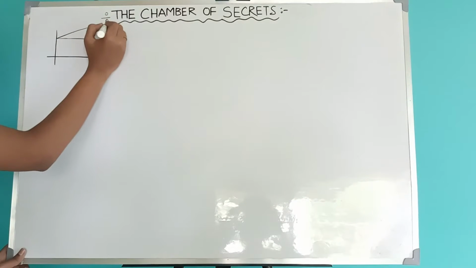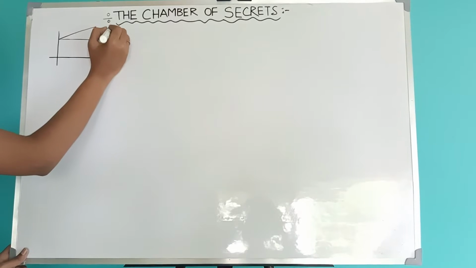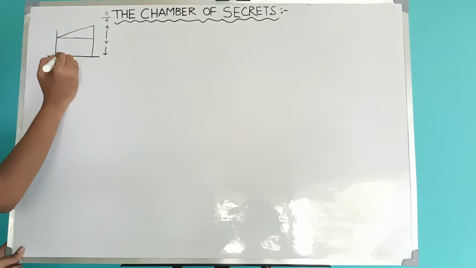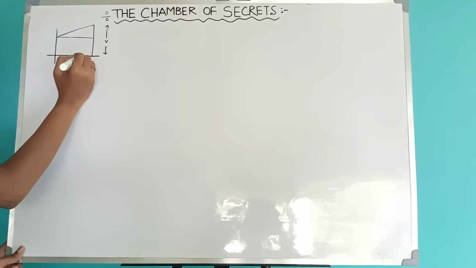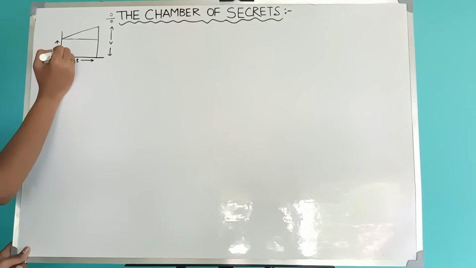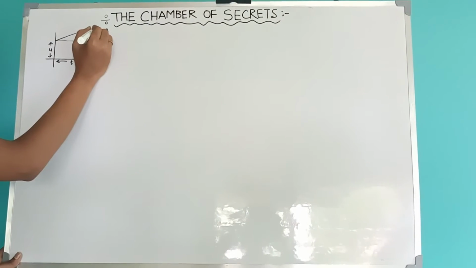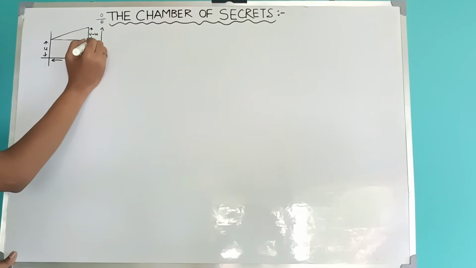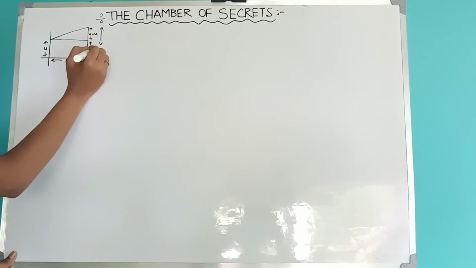So at first we have to set a graph of velocity versus time and a trapezium also, like the previous video. This is the final velocity component and this is the time component. And this is the initial velocity component. This is final velocity minus initial velocity. And this is also initial velocity.